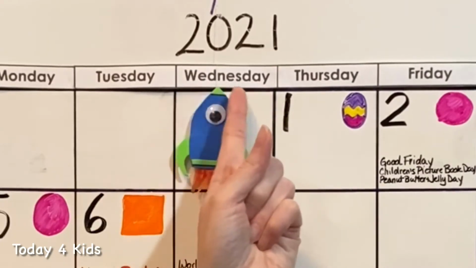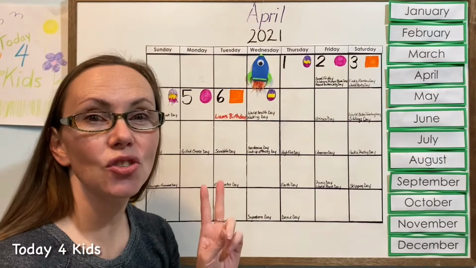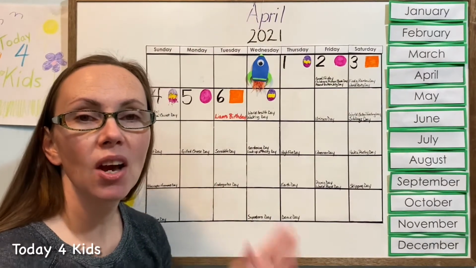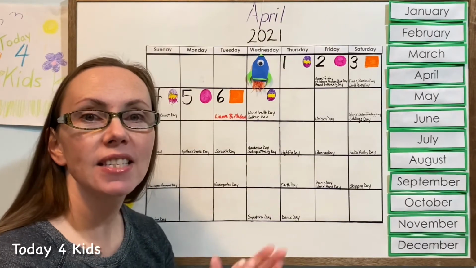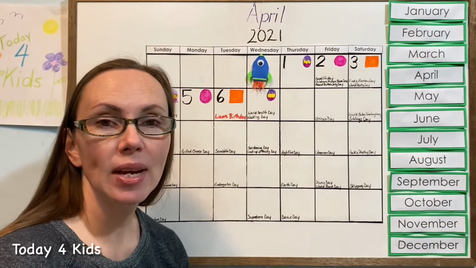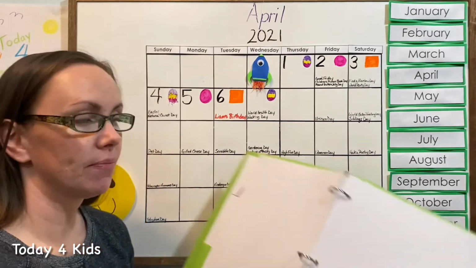Wednesday, Wednesday. And Wednesday has 2 syllables. Will you clap them with me? Wednesday. Good job. Can you do it one more time? Wednesday. Good job. Let's put Wednesday into our agenda.